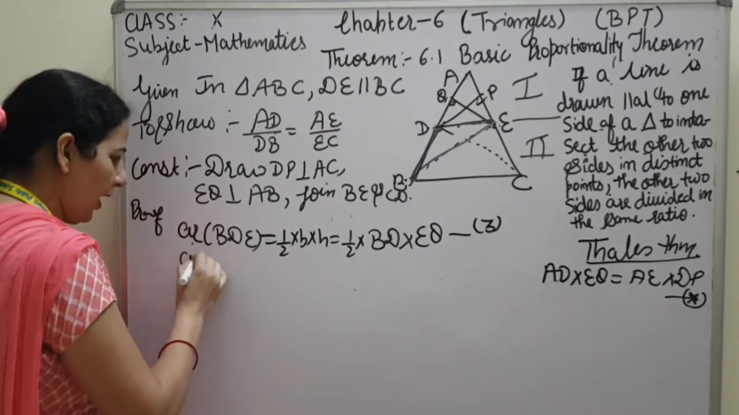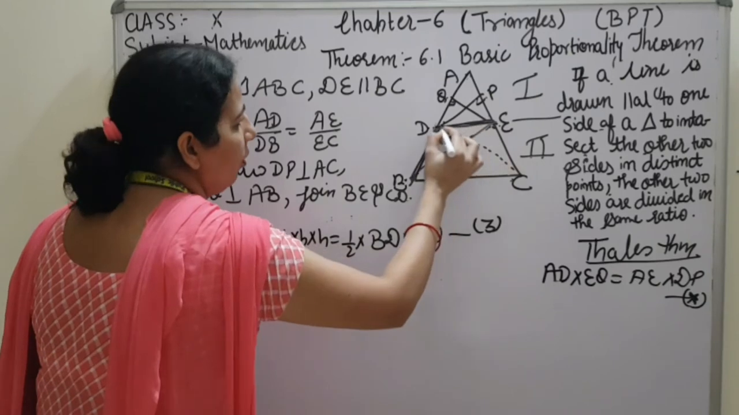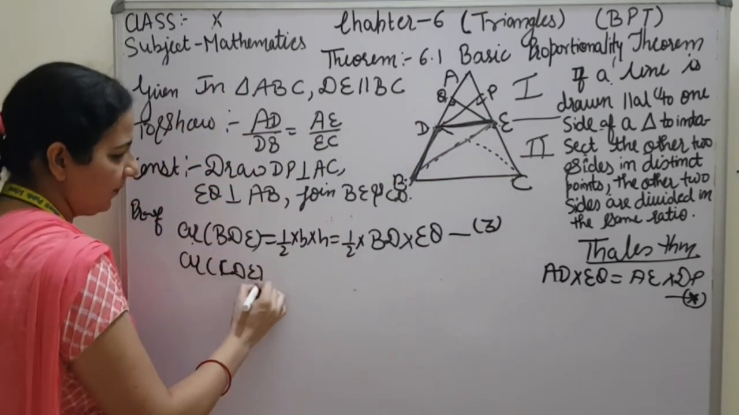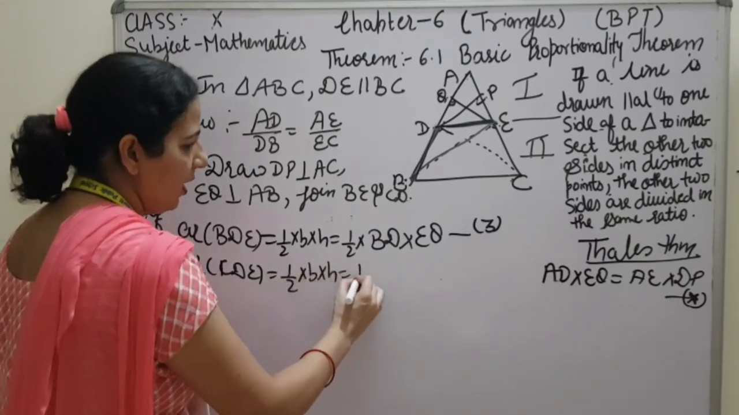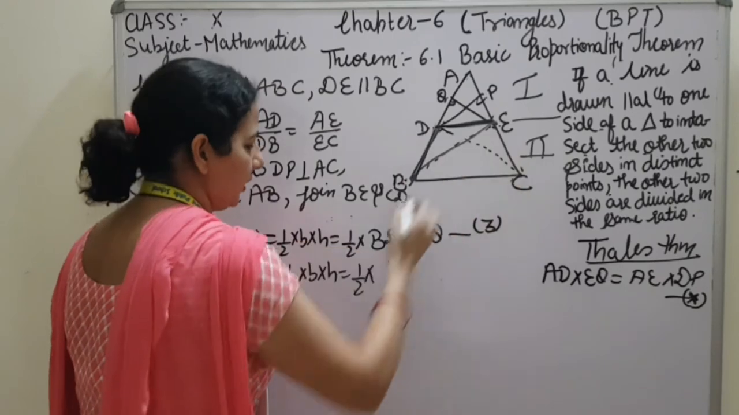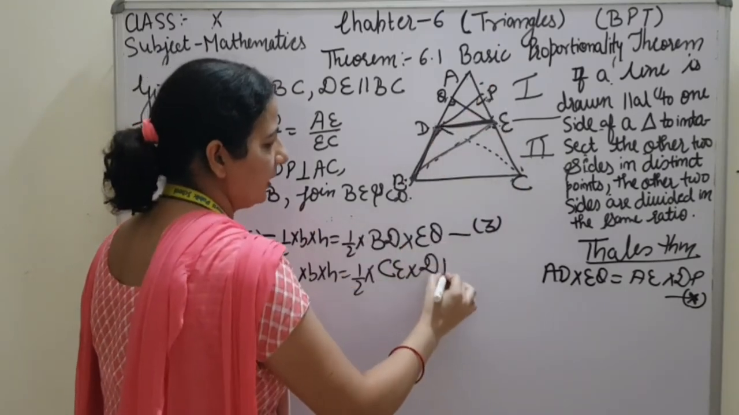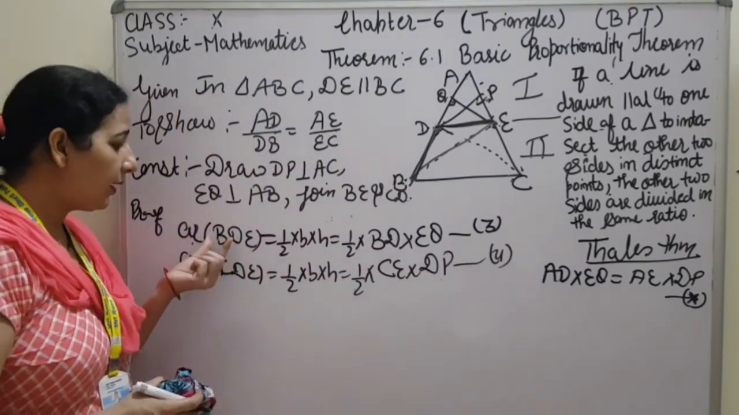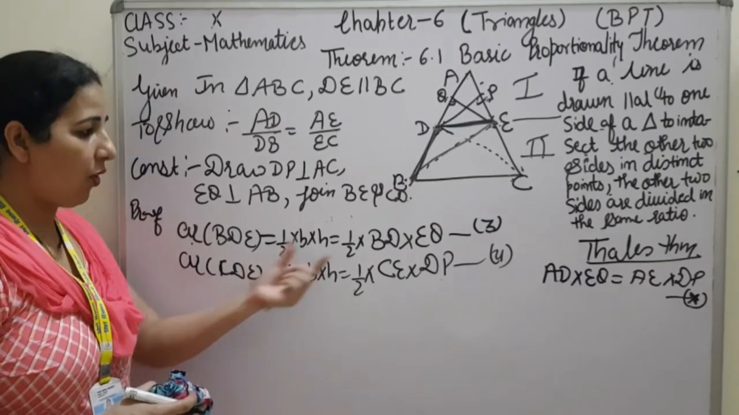Now area of CDE, because I just want to connect all the things with this DE. CDE can be calculated as half into base into height. Half into base is CE. So the height will be DP. This is equation number 4. Clear? So if somehow the areas of these two triangles come out equal, I can say these two are also equal.